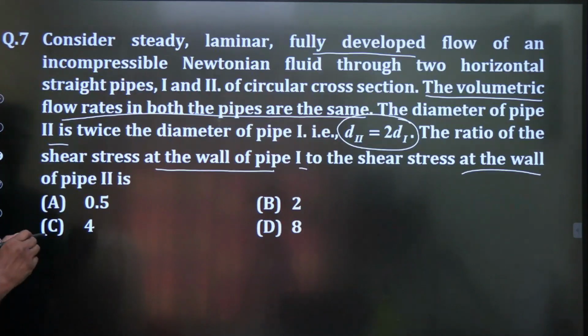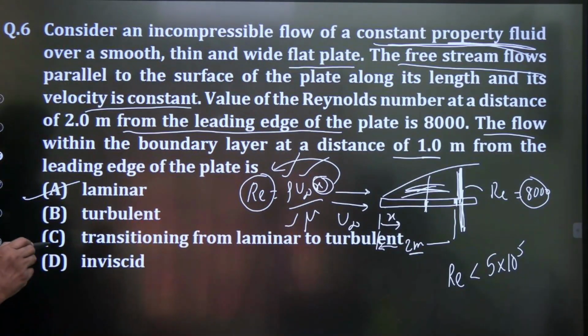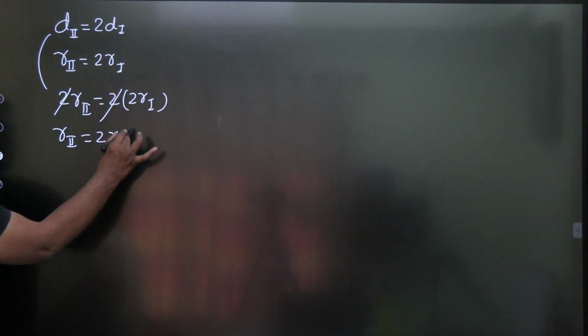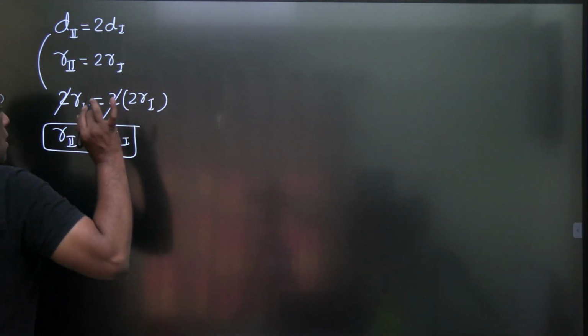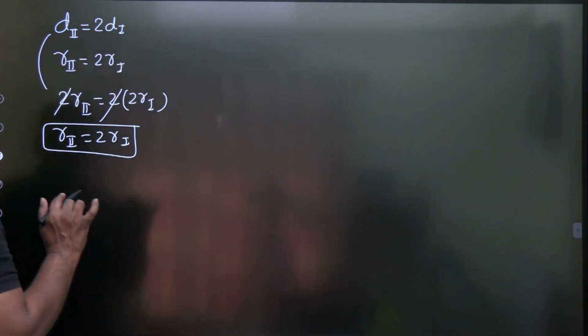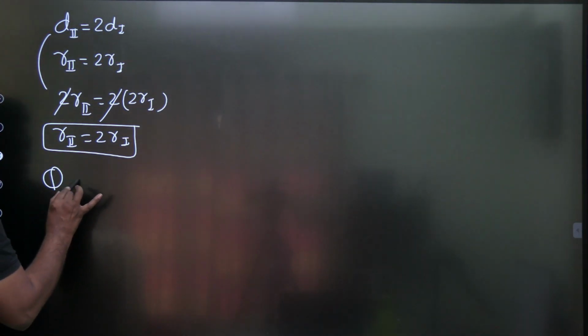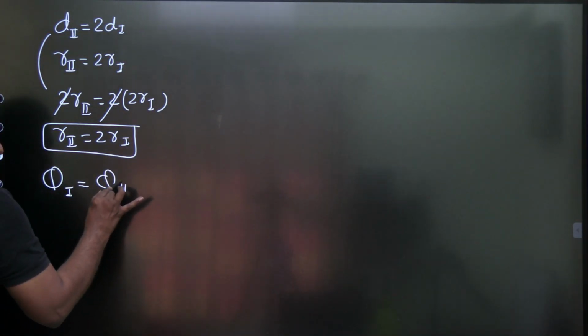Wonderful. One thing is constant, he said, and moreover, please see the flow is laminar. No problem at all. So this is the relationship between the radii of both pipes, and the flow is laminar, and moreover, the flow is fully developed. Now, clearly he said the discharge or volumetric flow through both pipes is the same.